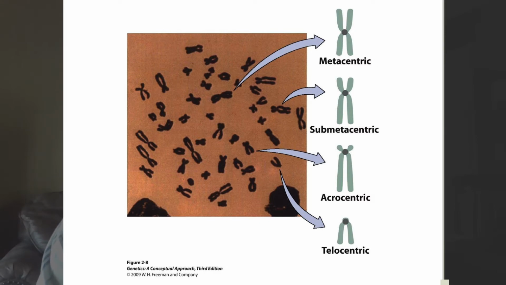And notice that the position of the centromere in the chromosome actually is a classification method. If it's in the middle, it's metacentric. If it's slightly off the middle of the chromosome, it is submetacentric. Of course, acrocentric is near the end, and telocentric is where the centromere is located at or extremely close to the telomere of the chromosome.